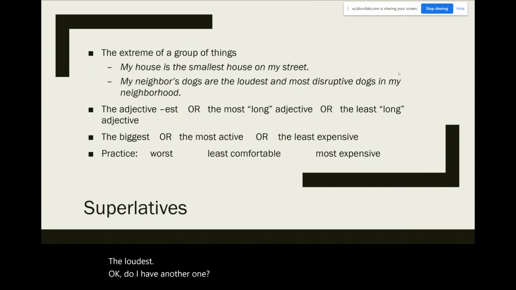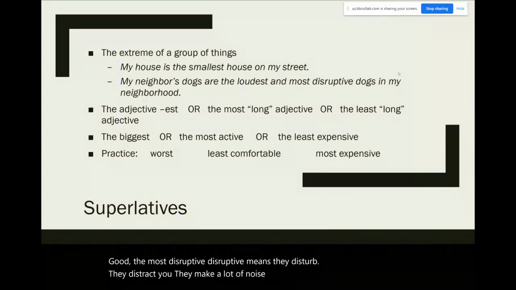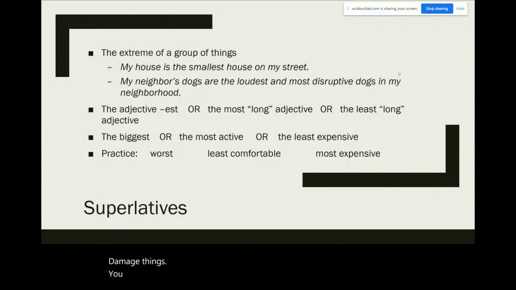Most disruptive. Good. The most disruptive. Disruptive means they disturb. They distract you. They make a lot of noise or damage things. You know, that would be disruptive. Okay. So we have the loudest. We also have most disruptive.